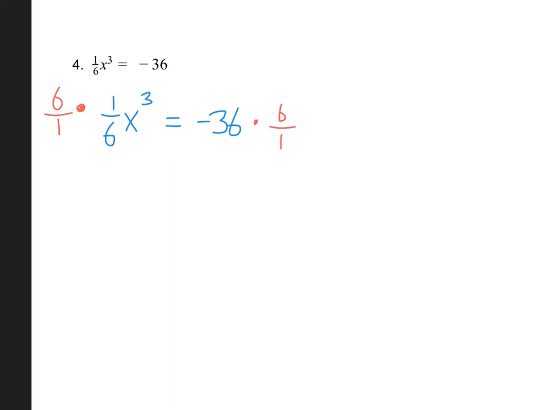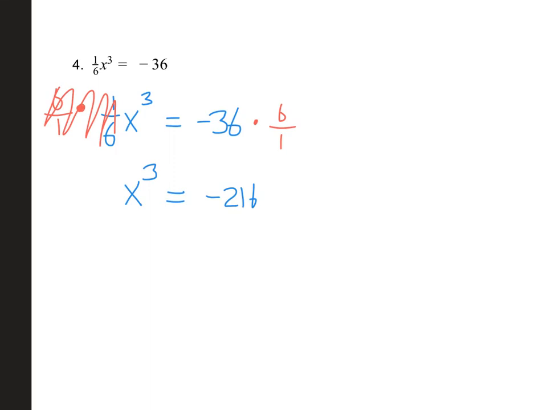What that's going to do here is these will cancel out completely. They will just become a 1, and that 1 as a coefficient is going to cancel out, right? So that will cancel out there, and then this other side will equal 216. So let's write that out. Negative 216, sorry. So this x to the third will be by itself. Negative 36 times 6 is going to be negative 216. And then I just solve, right?